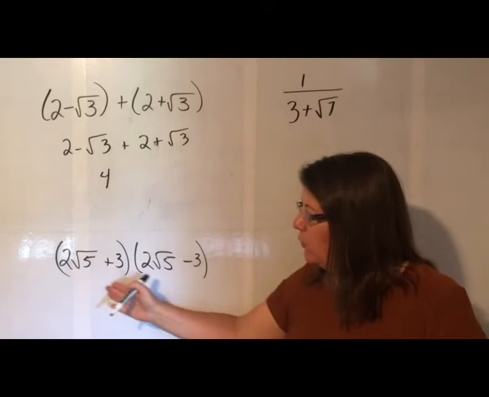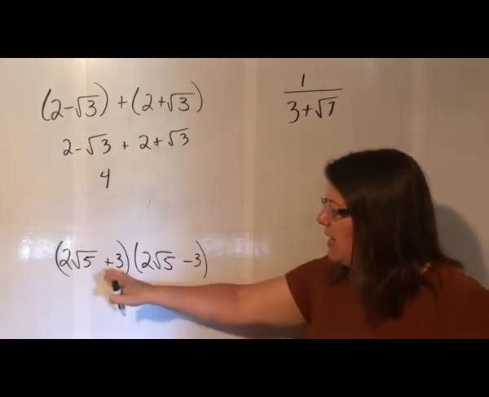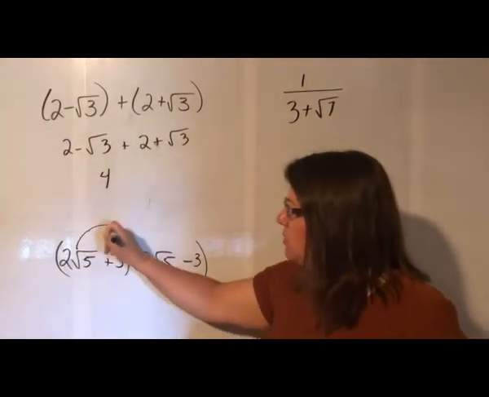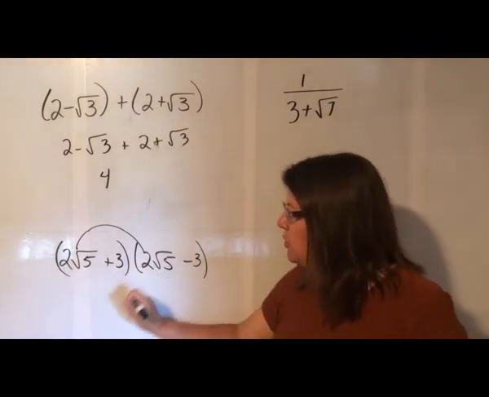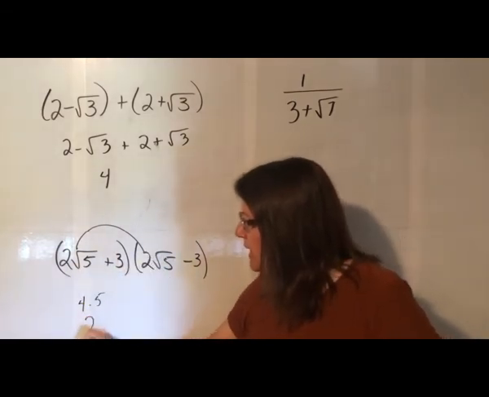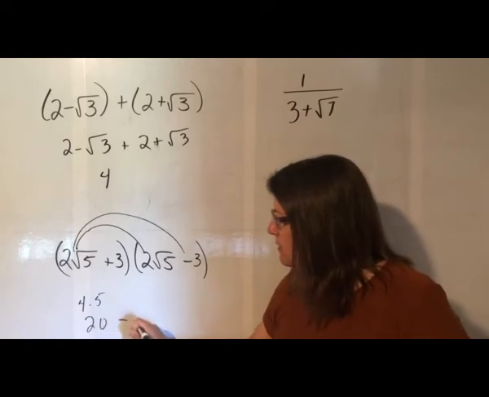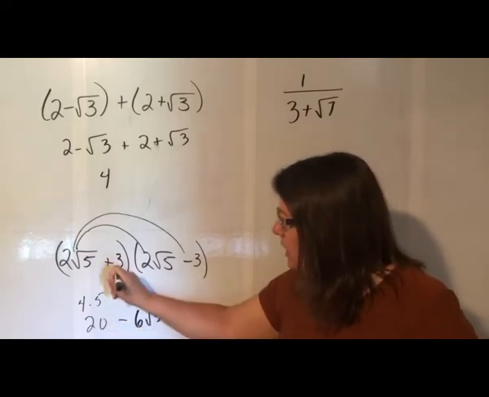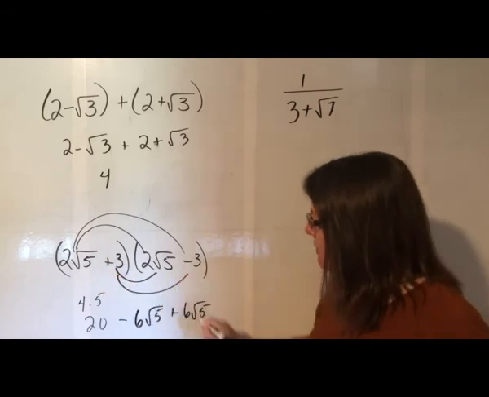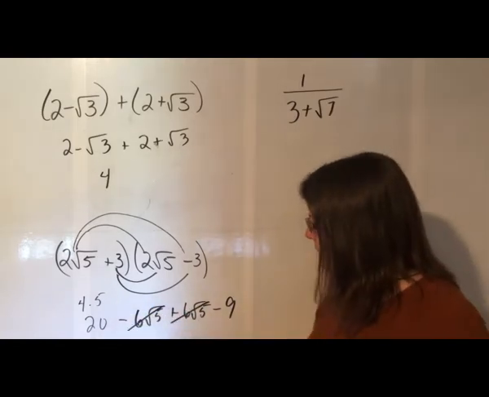For the next one, this is another FOIL problem. Notice they are conjugates. I have the same first terms, the same last terms, and they have different signs. So we know ahead of time that the middle terms are going to drop out. Okay? Now, 2 square root of 5 times 2 square root of 5. Well, 2 times 2 is 4. Square root of 5 times square root of 5 is 5. So that gives you 20. 2 square root of 5 times negative 3 is negative 6 square root of 5. 3 times 2 square root of 5 is 6 square root of 5. And 3 times negative 3 is minus 9. And I combine my like terms. The middle terms cancel. 20 minus 9 is 11.